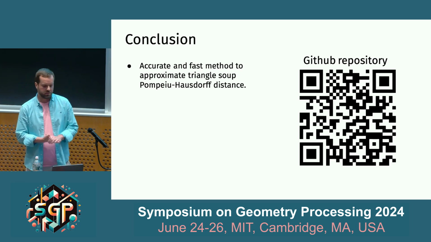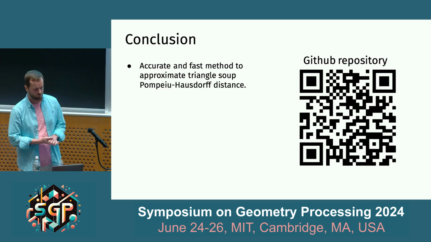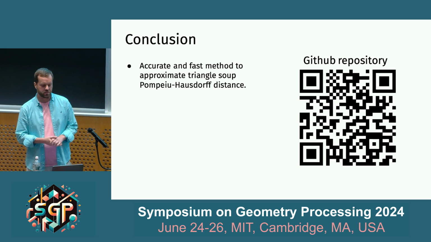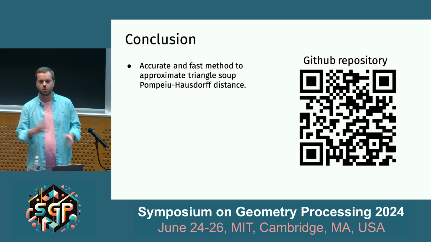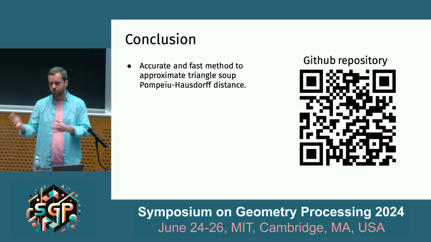So we presented an accurate and fast method to compute the Pompeiu-Hausdorff distance from one triangle soup to another. It is accurate because it returns lower and upper bounds up to a given tolerance, and it is fast because it is faster than any other accurate method.